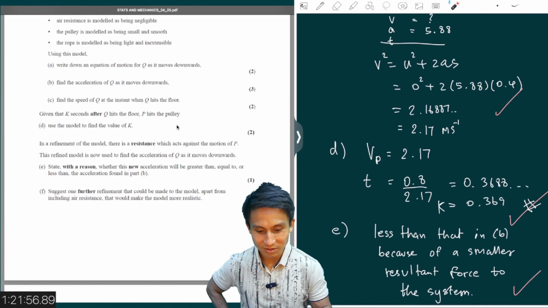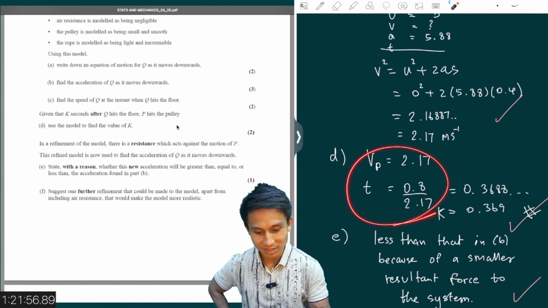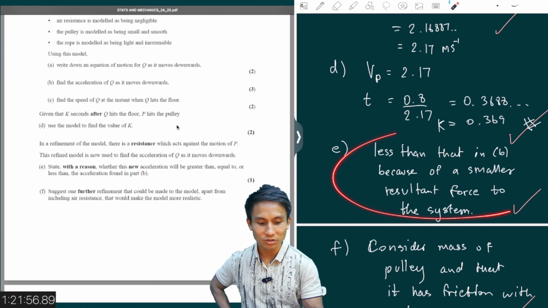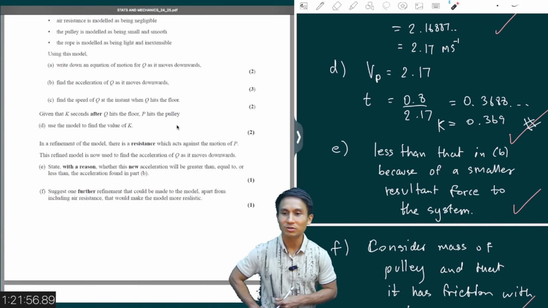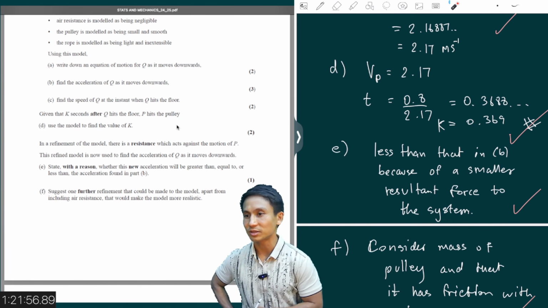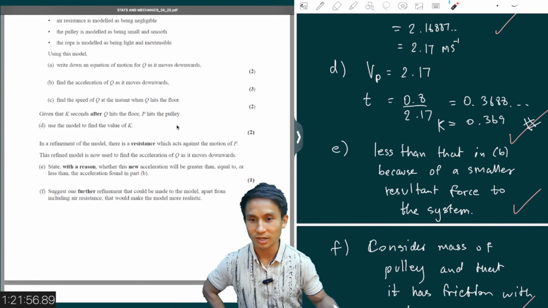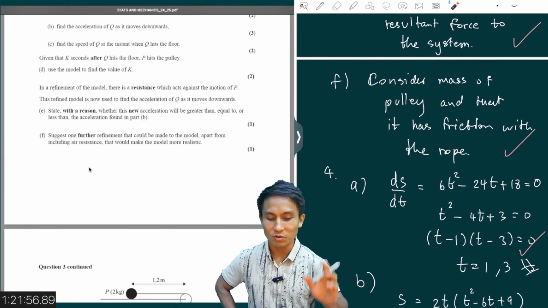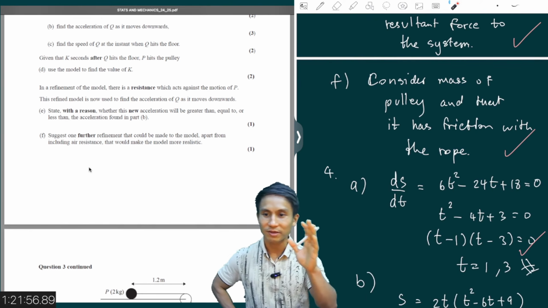And yeah, everything was fine. Just use this T equals S over V equation there. And this one is just the logical thinking about the acceleration, because there is a smaller net force, so smaller acceleration. And yeah, I already gave you the tips for F here.